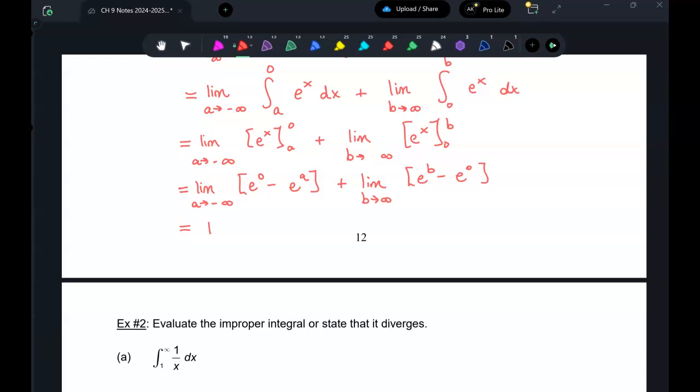Well, what's going to happen with this one? This is the limit as a approaches negative infinity of e to the a, so it's going to be really, really small, which is 0. So technically that's a 1 minus 0, which is 1. However, this one is going to be infinity, so this is going to be an infinity minus 1. Right? Infinity. So this diverges.